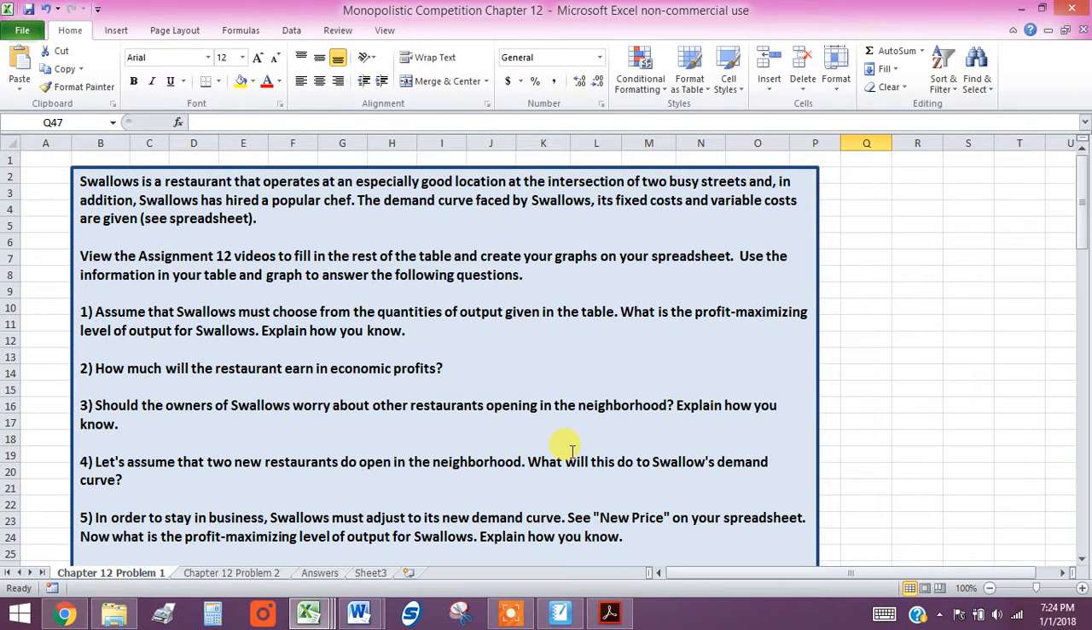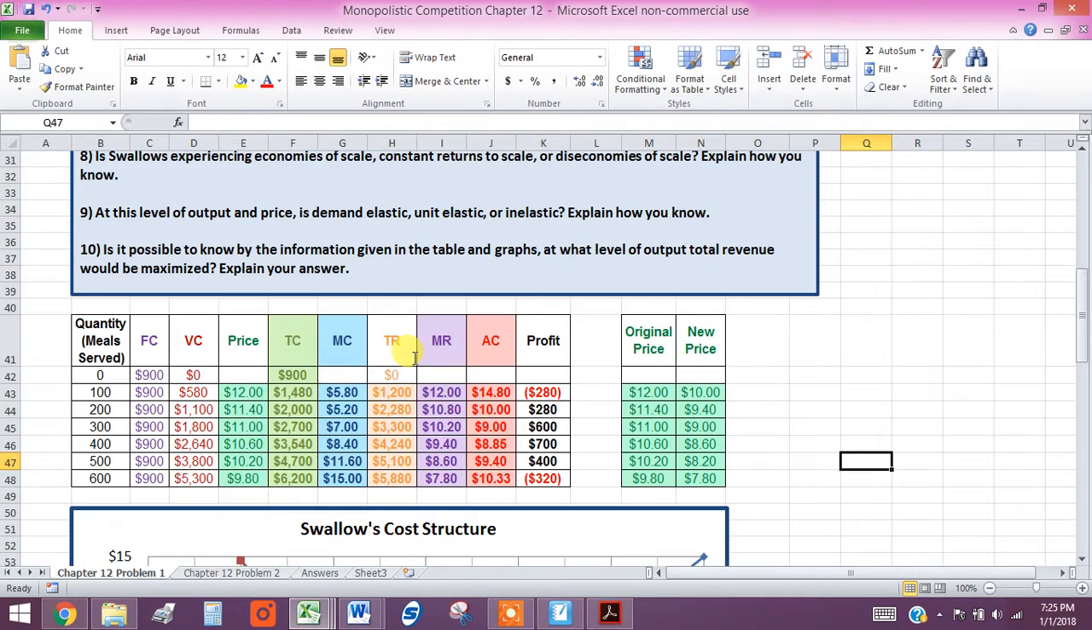Okay, now we are ready to start answering our questions about Swallows, the restaurant. So, Swallows needs to choose from the quantities of output given in the table. What is the profit maximizing level of output for Swallows? Explain how you know. Well, there's two ways. One is you can just look at the table and you can see where profit is maximum.